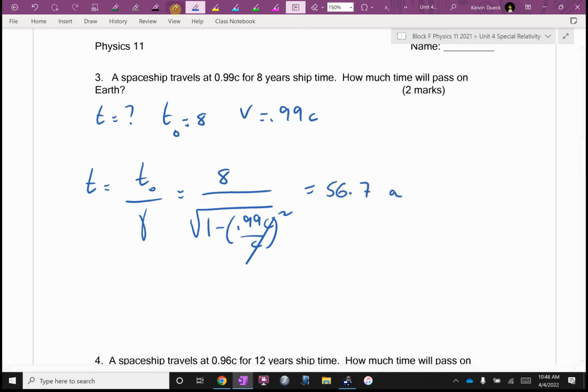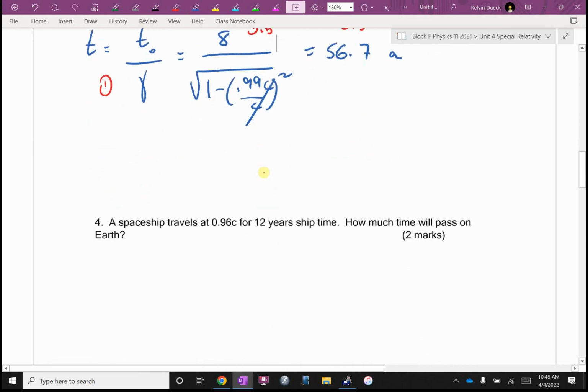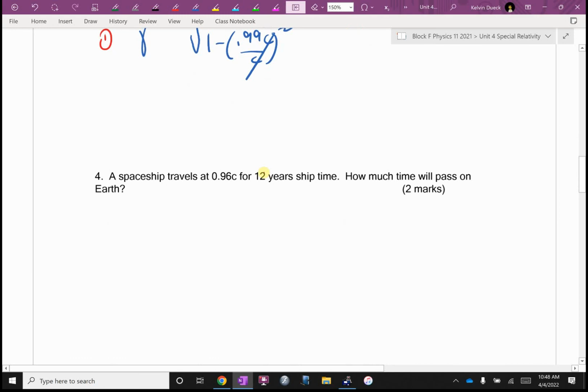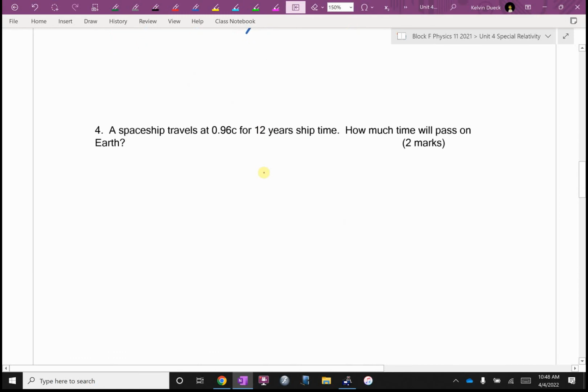Years. I would give you 1 mark for that, half mark for the numbers, half mark for the answer. My 5s get messier every year. A spaceship travels, how much time will pass on Earth? You know what? This is the same question, just with different numbers. Again, it wants me to find t.